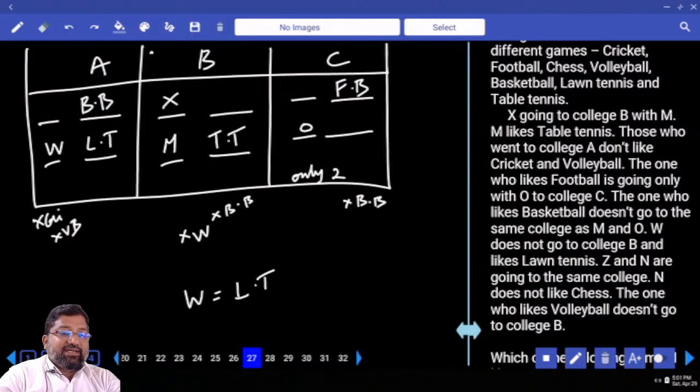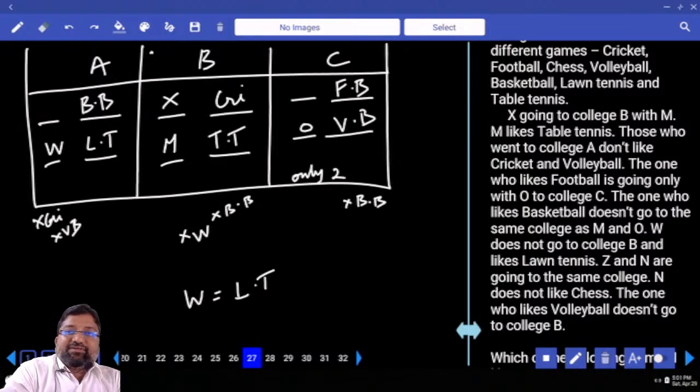Z and N means 3 people have come to college A, but we don't know who is where yet. Okay, let's see the next one. N does not like chess. The one who likes volleyball does not go to college B. Volleyball is not going to college B. Obviously, volleyball has to go to C. And A does not like cricket. So who should like cricket?